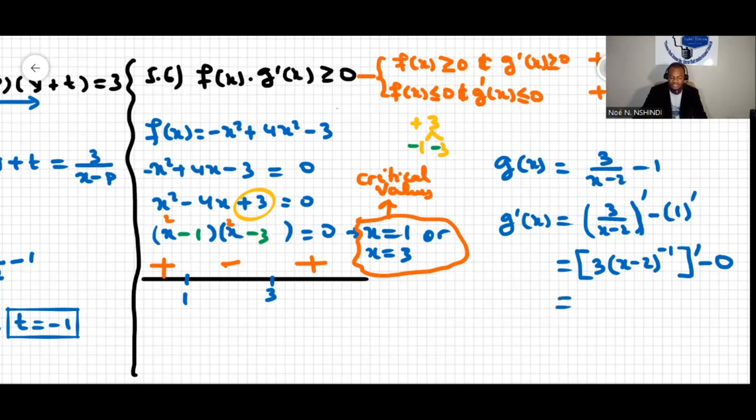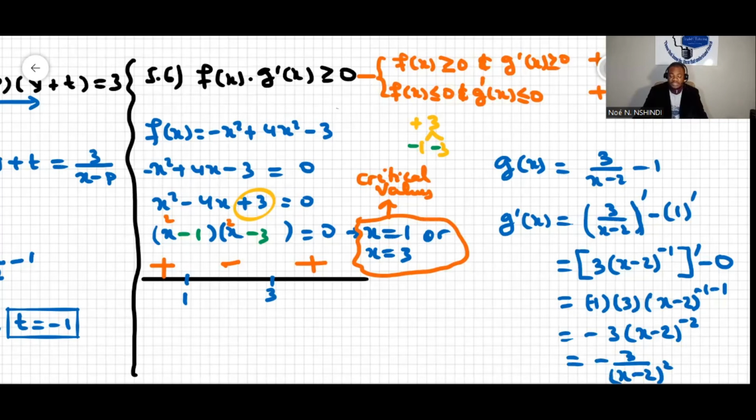And now over here, the derivative will be -1 times -1 times 3, because the exponent gets down, times 3 open bracket x minus 2 to the power of -1. So this is like -3 times x minus 2 to the power of -2, which is -3 over x minus 2 to the power of 2.